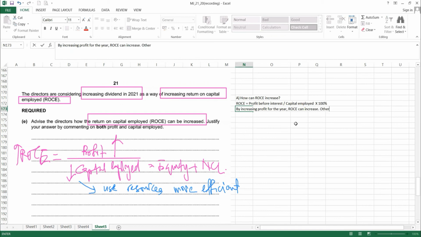Other than that, the company also can decrease the capital employed by using resources more efficiently, which is that $1 can earn a lot of money. That is called efficient.